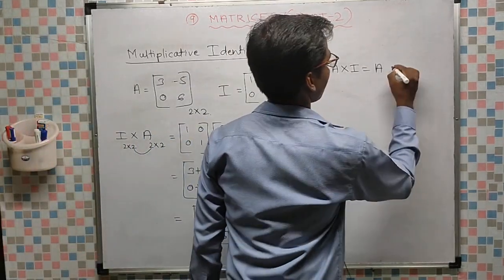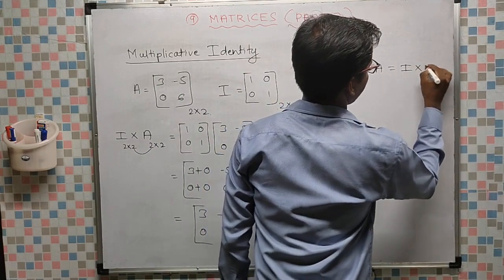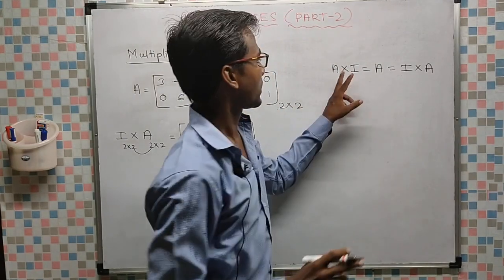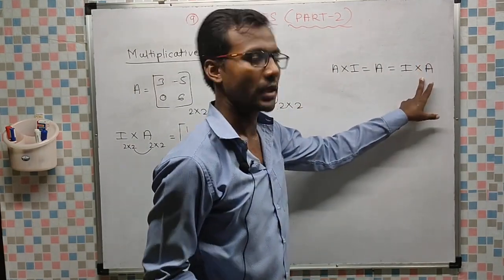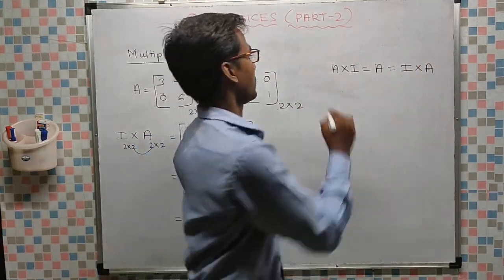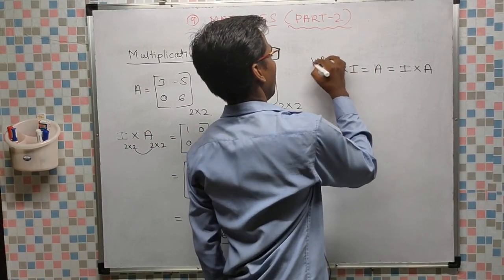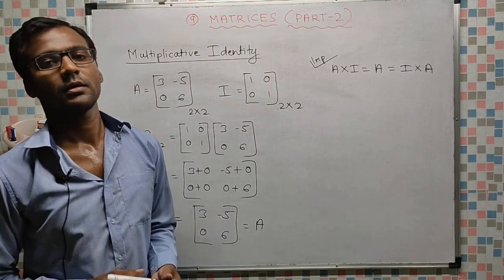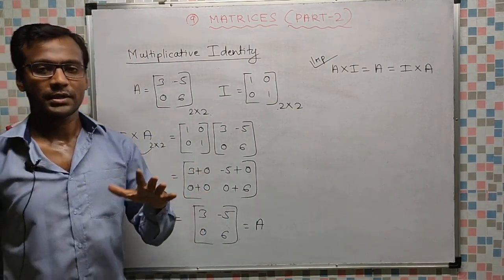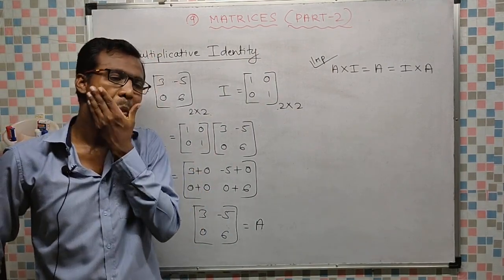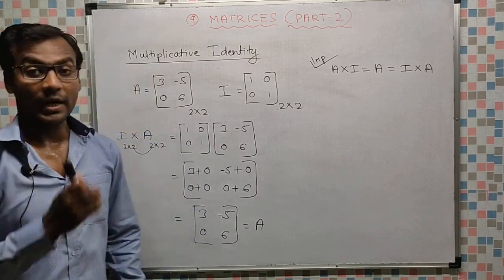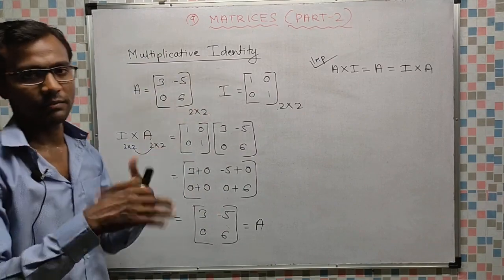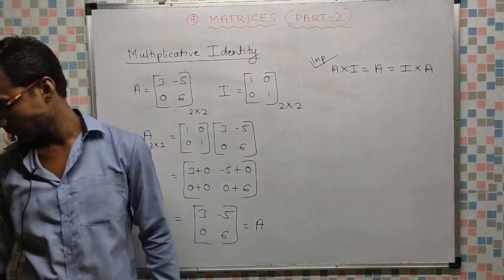So I into A. Remember this: A into I is equal to I into A is equal to A. For that reason, unit matrix or identity matrix I is called the multiplicative identity of every other matrix.